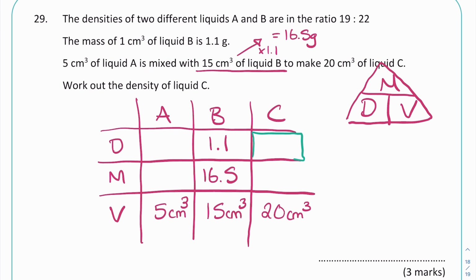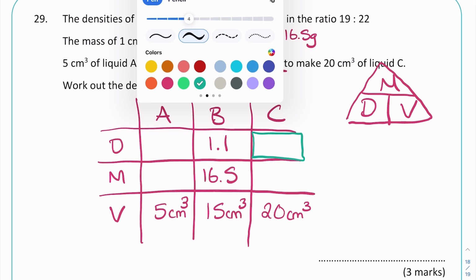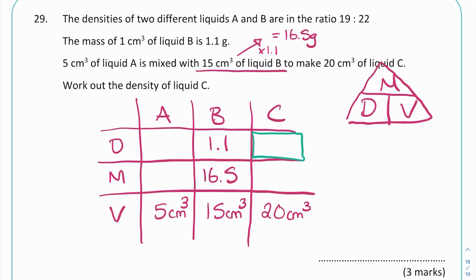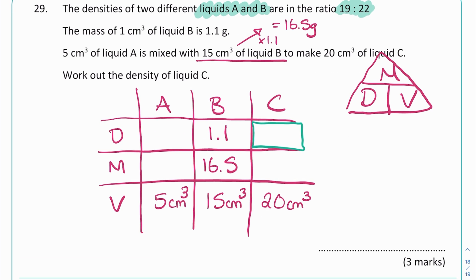Now to get the density of C, we're going to need to know exactly what their mass is. So let's go back to this first line. It says the densities of two different liquids are in the ratio 19 to 22, and that's liquids A and liquids B. So here we've actually been given one of those densities. So A to B, it says it's in the ratio 19 to 22. And it tells us that the density of liquid B is 1.1.